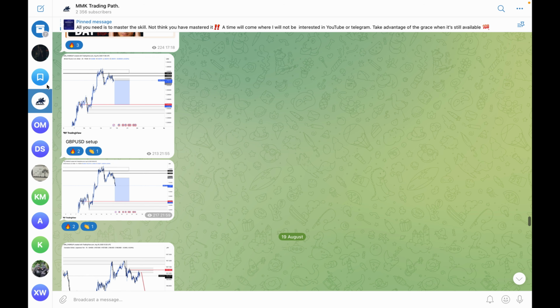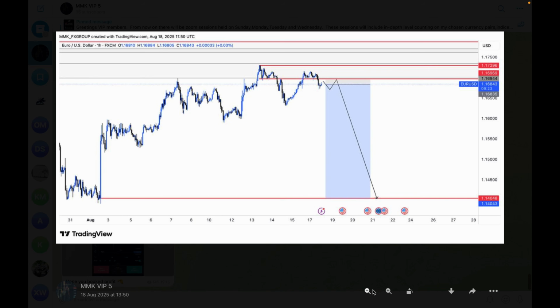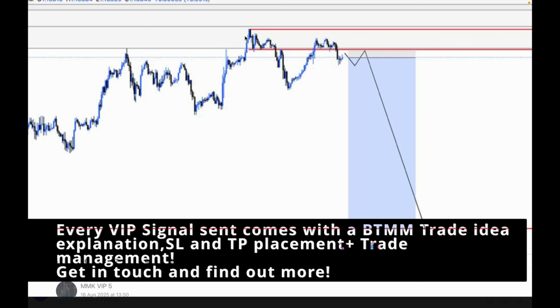All right, so the first trade I'm going to look at is a trade we actually sent in our VIP channel, and this is Euro USD. And as you can see, what we had was very simple. I had identified a market structure and a peak formation right on Euro USD, and I was looking for shorts.